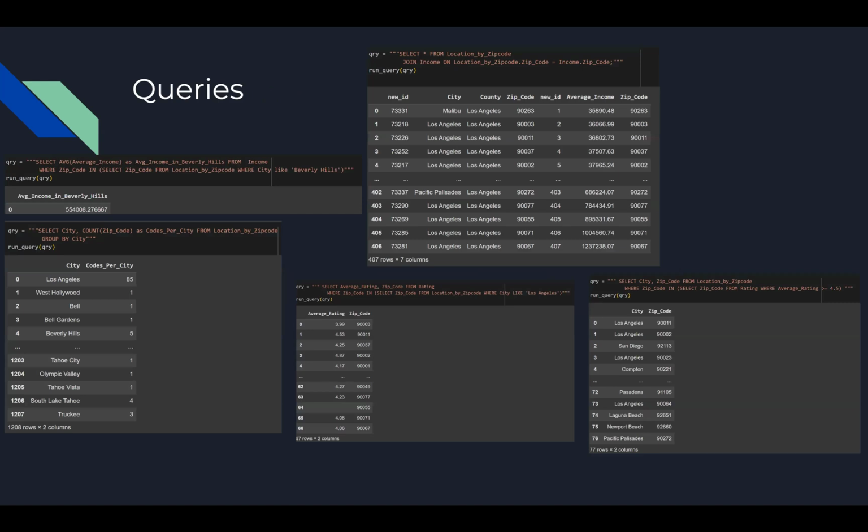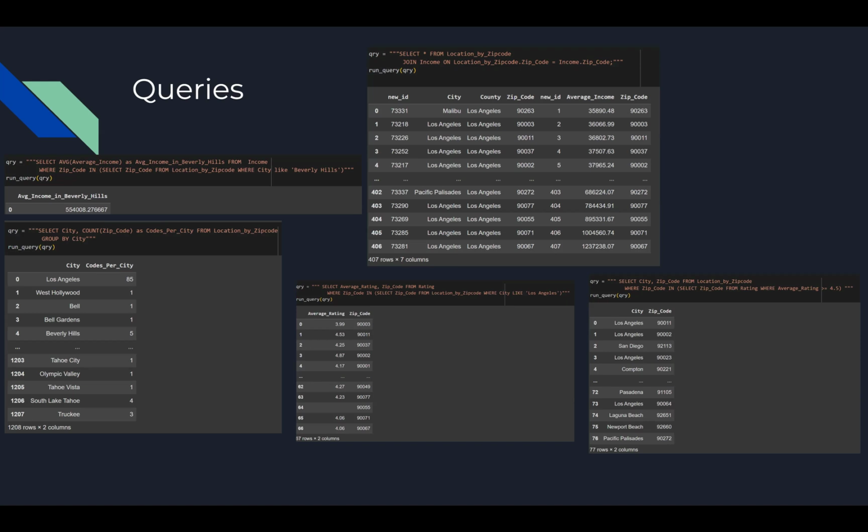I can do things with this, like looking at the average income in a city like Beverly Hills, and the average income there is around $550,000 per person. I can look at the number of zip codes in a city to see maybe how big the city is, and then you could apply that to things like what the average restaurant rating is, and you could think about it like there's more people going there, so there might be more accurate restaurant ratings.